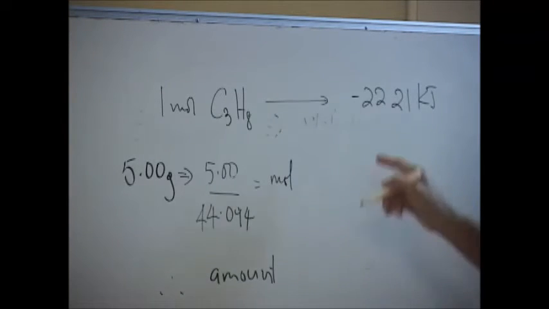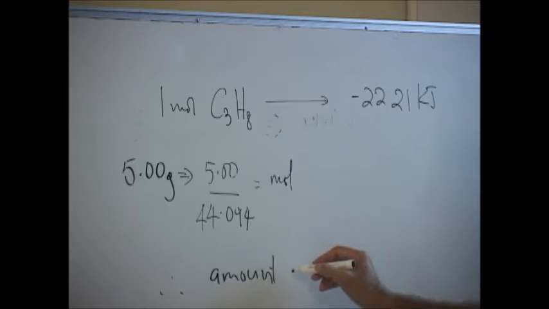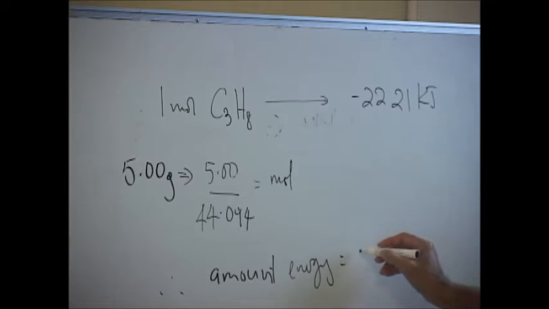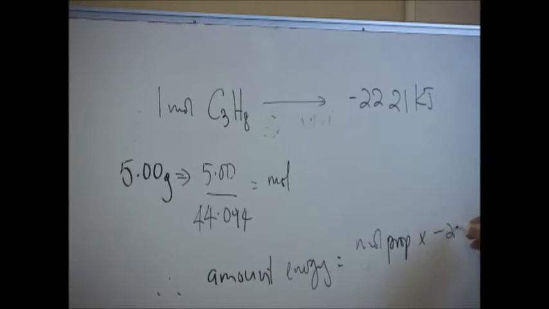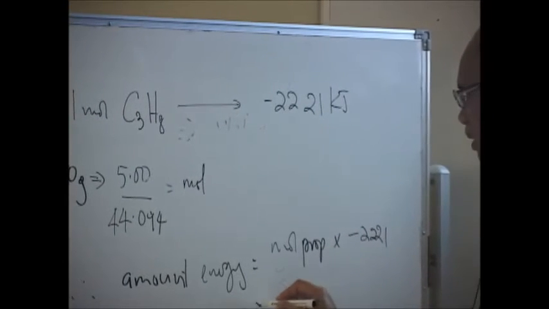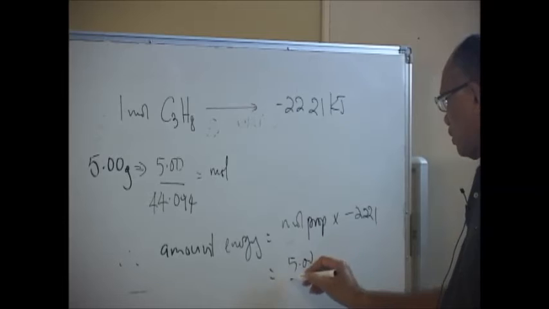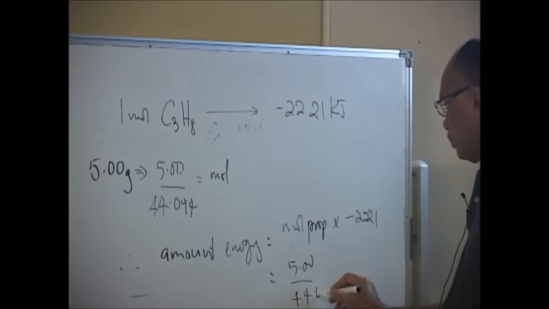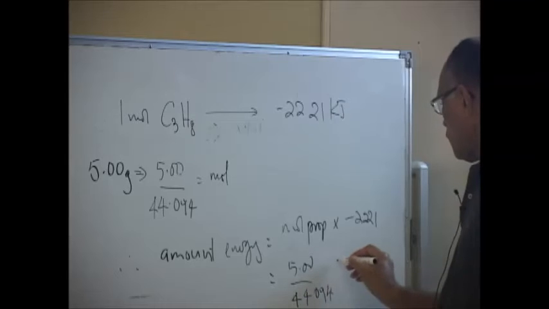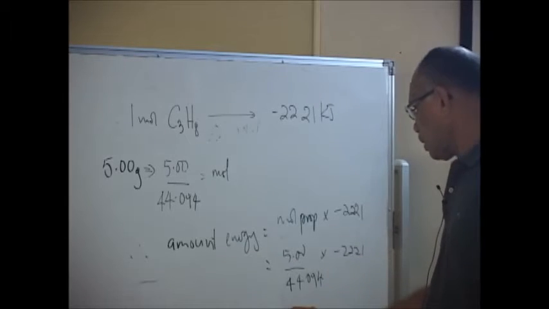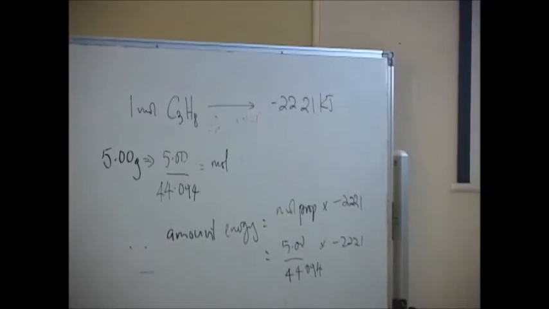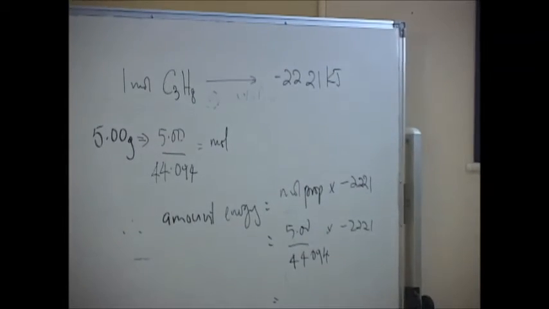And this amount of moles, you're going to be multiplying that. So the amount of energy will be equal to mole of propane times minus 2,221. And that essentially is 5 over 44 times minus 2,221. If you do that calculation, it comes up to minus 252.